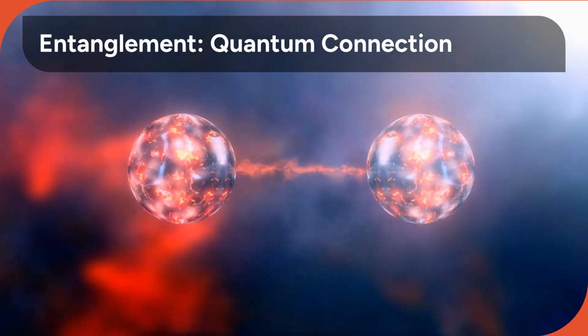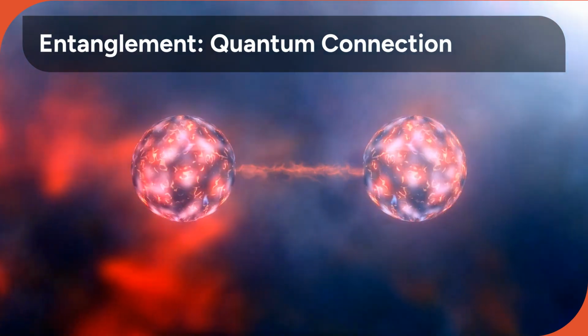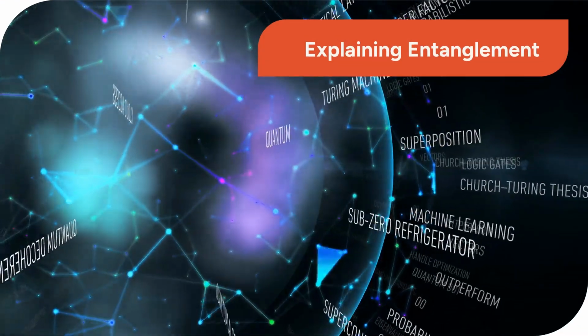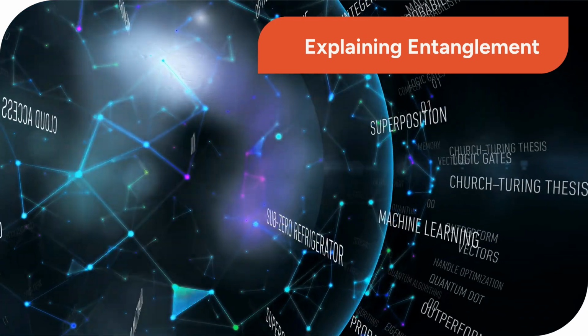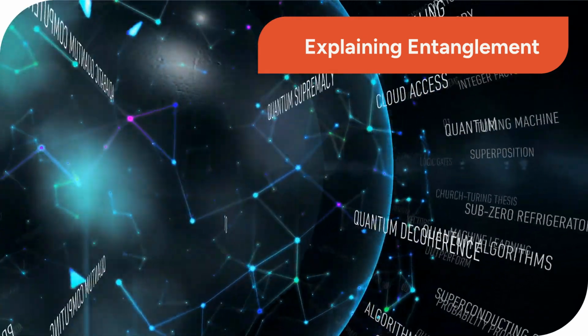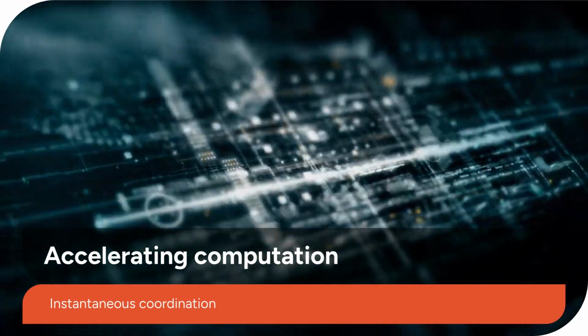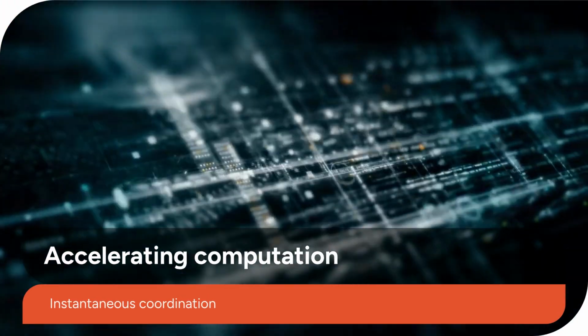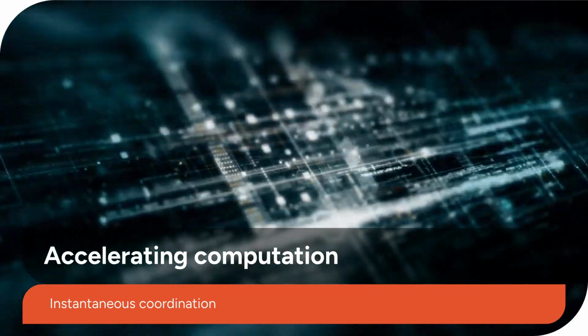Beyond superposition, another bizarre quantum effect, entanglement, provides the necessary connections between qubits. Entanglement links two or more qubits in such a way that they share the same fate. Measuring the state of one instantly tells you the state of the other, no matter the distance separating them. This interconnectedness creates a powerful computational resource, allowing entangled qubits to process information in a highly coordinated and accelerated manner.